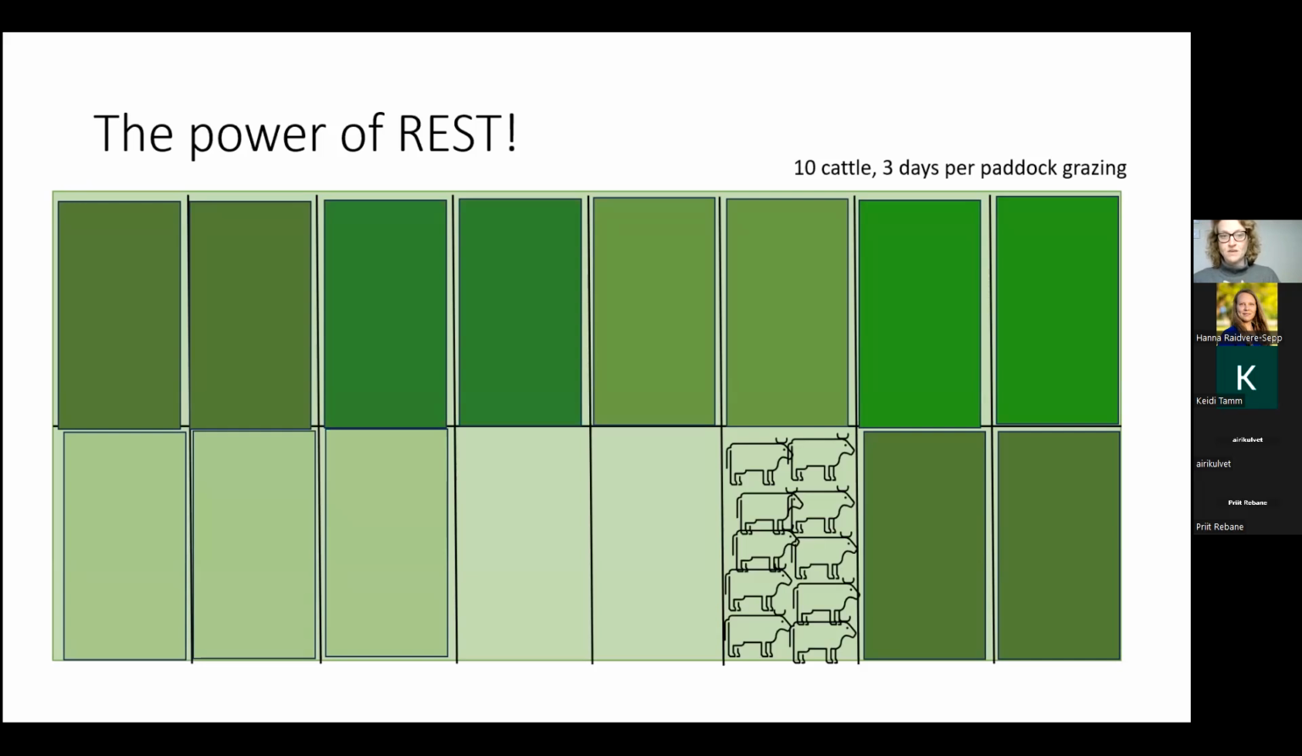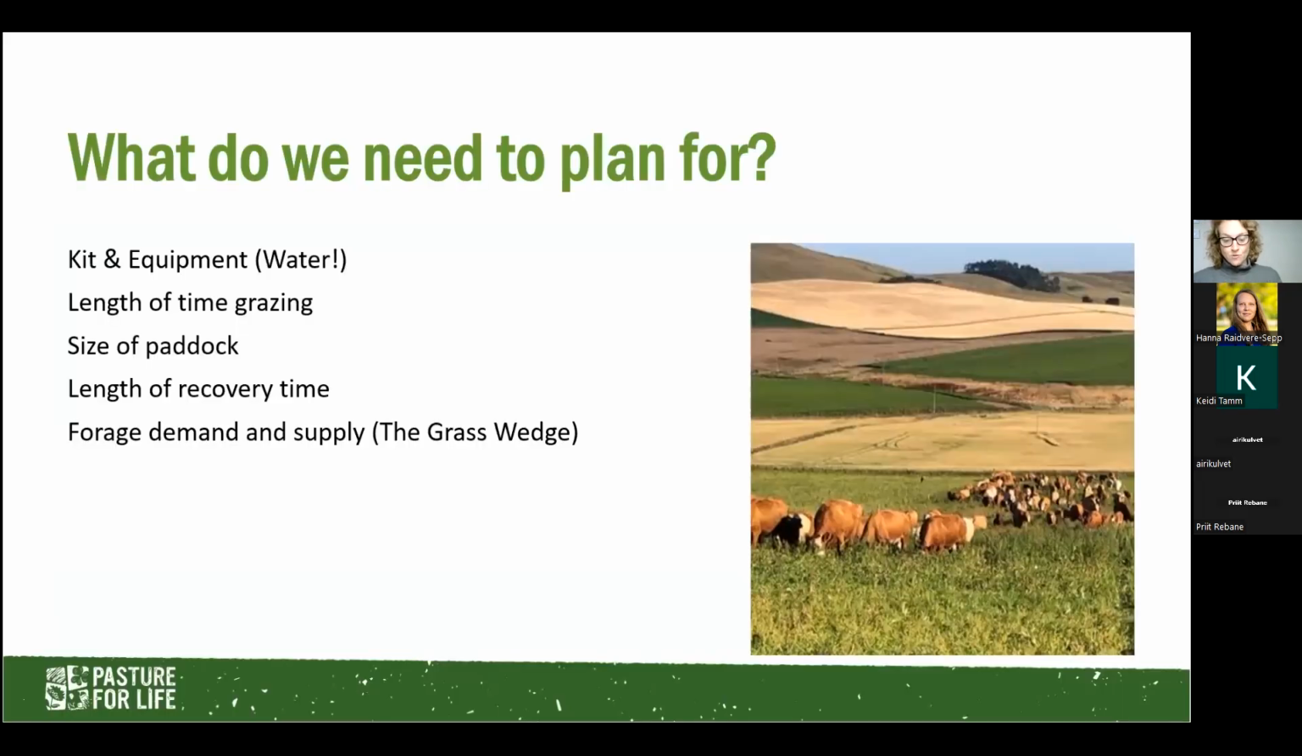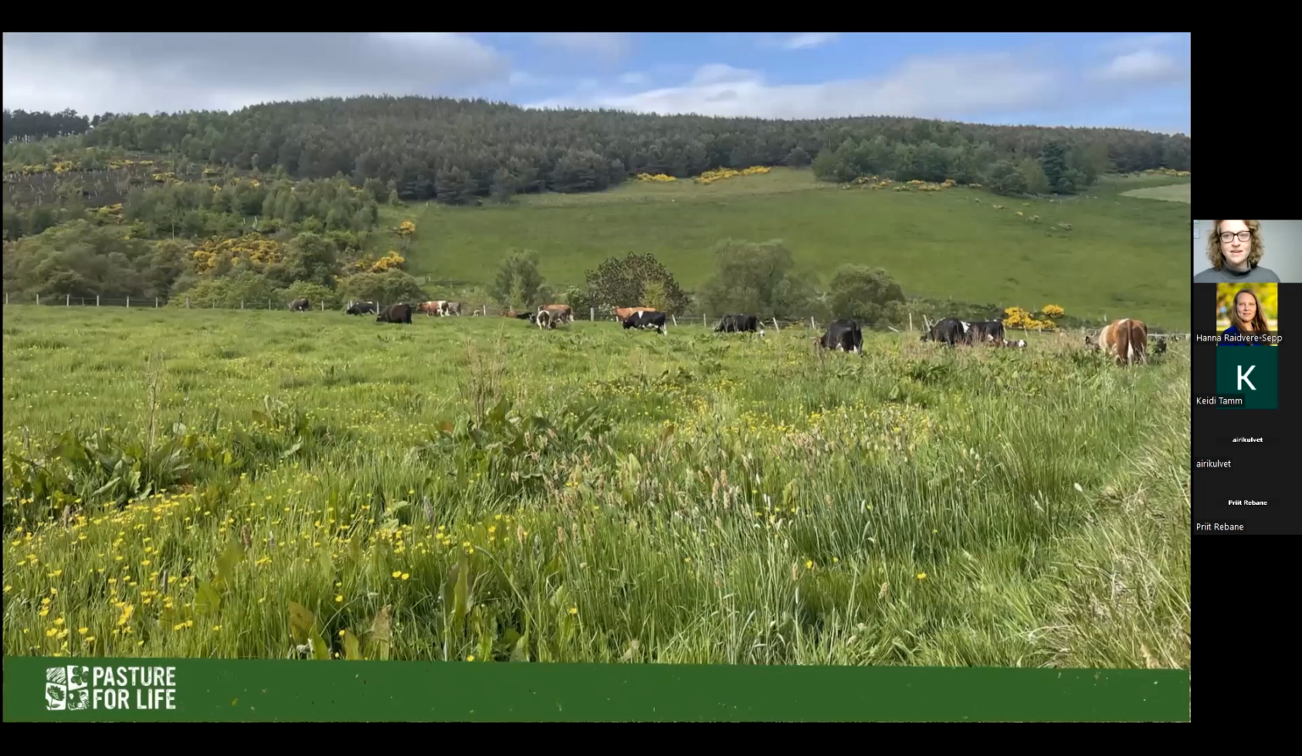There are things that we need to plan for, like our water equipment, our fencing costs, the amount of time that we're going to be grazing, the size of the paddock, how long we're going to leave for recovery, and also how much forage, how much grass our animals need to eat, and how much we'll have available for them. Jock's going to talk more about that and give you some examples. So I'm going to hand over to Jock in a second, but I just quickly want to show some examples of what grassland would look like for us.